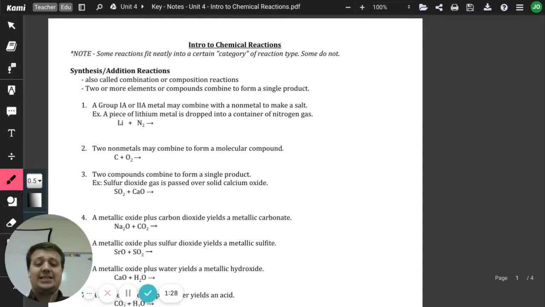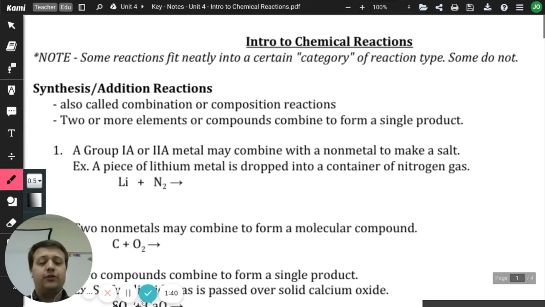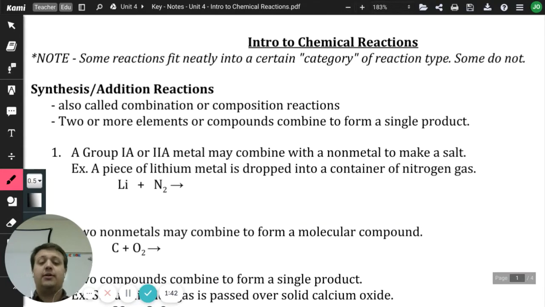So I've got synthesis here. Now, synthesis reactions are also called addition reactions. You can sometimes see them called combination and composition reactions. So just keep a note of that. Typically, we refer to them as a synthesis reaction, but again, you could see one of the other names for this type of reaction.